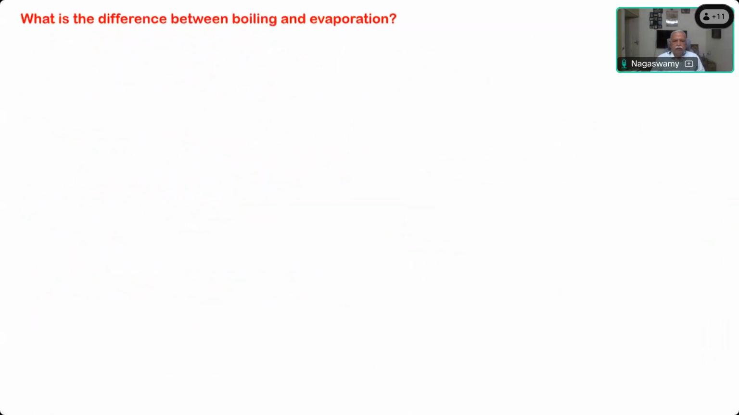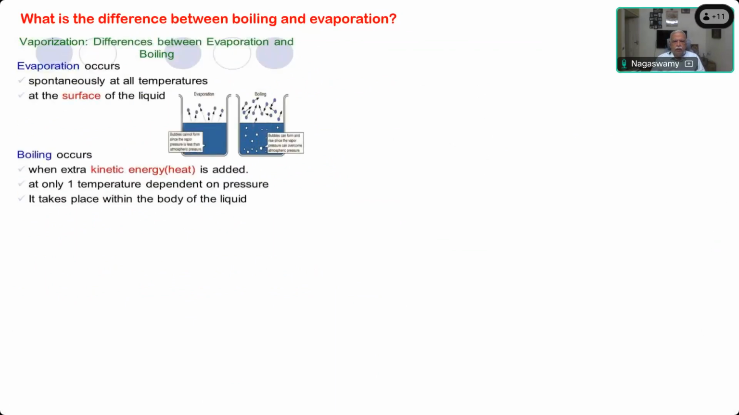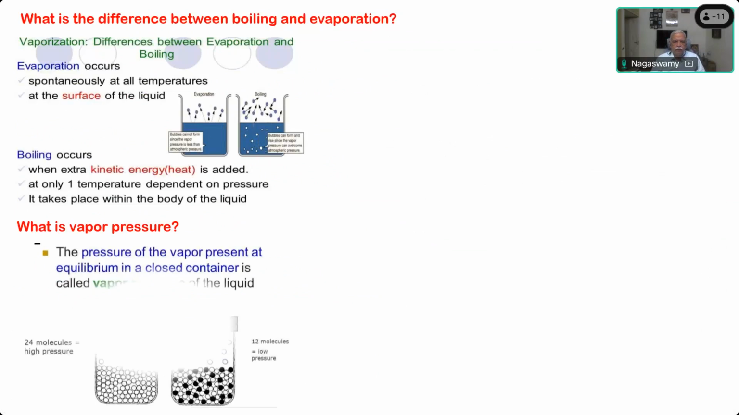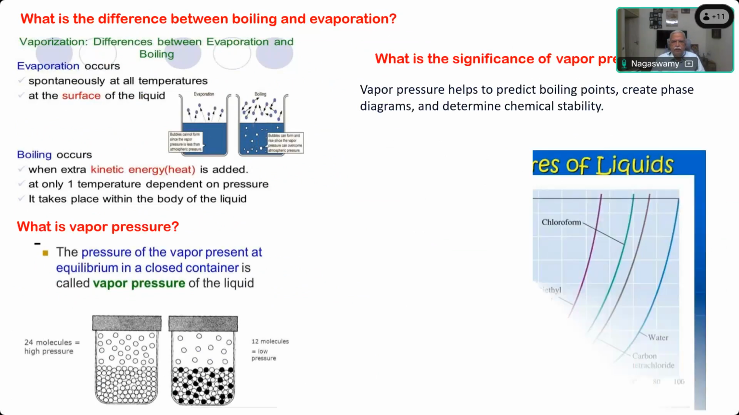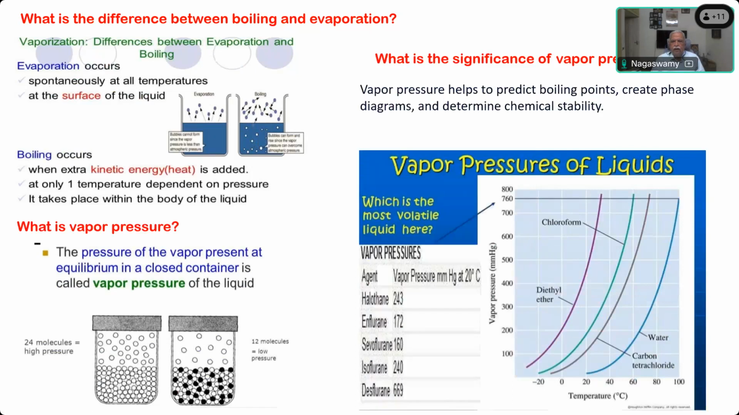Now, what is the difference between boiling point and evaporation? This is not much of use. And vapor pressure we have seen already. The significance of vapor pressure also we have seen. Another important thing is that by plotting a graph or a chart, you can easily find out which agent is the most volatile agent and all those things.